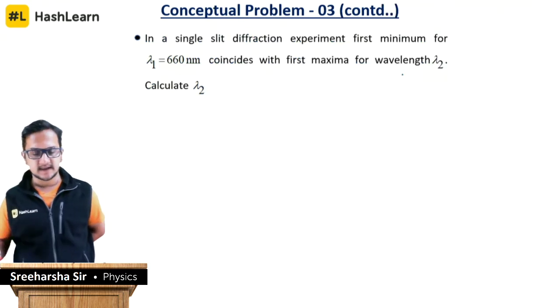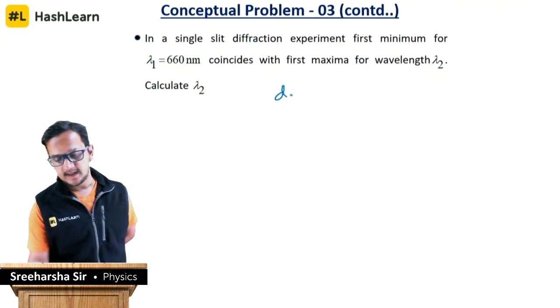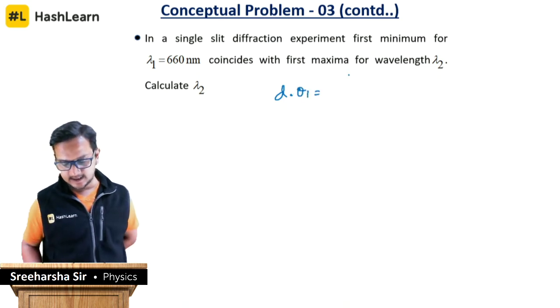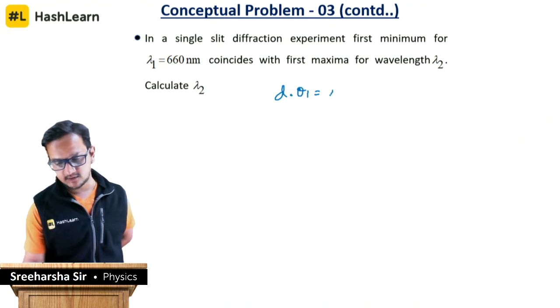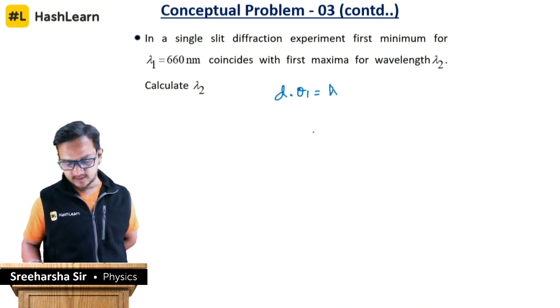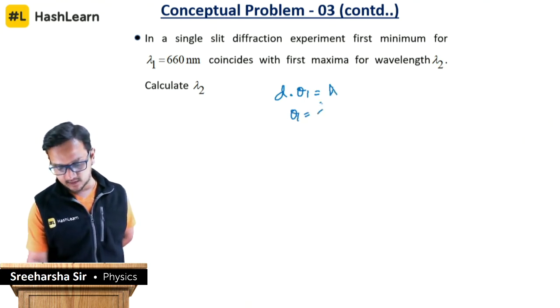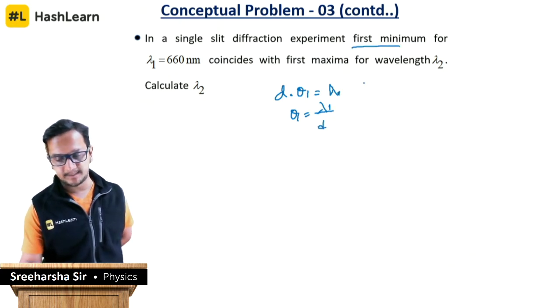So for the first minima, the condition is d sin theta 1 equals n lambda, which is equal to lambda. From this you will have theta 1 equal to lambda 1 by d. So this is for the first minima.